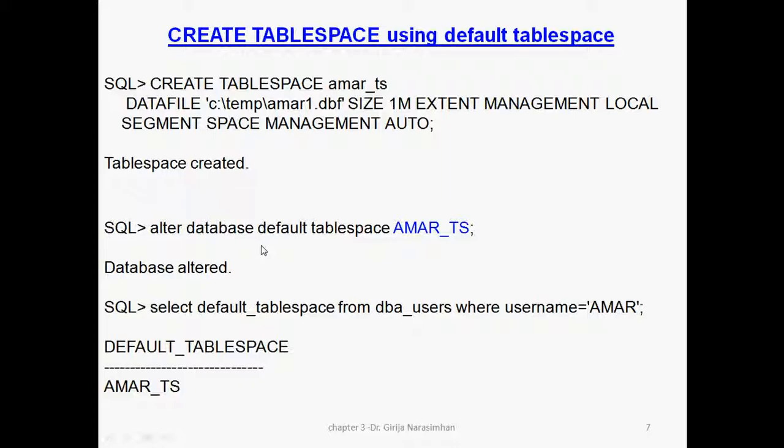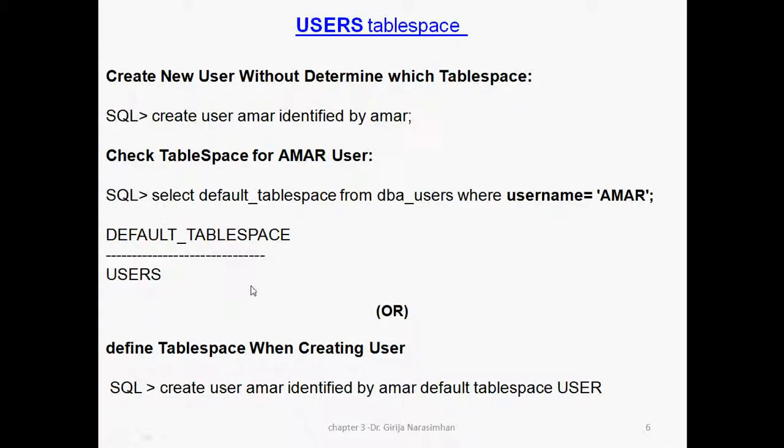Now, how do I alter the database? By default it is given as users. Now I want to change my database: alter database default table space Amar_TS. So I created a table space. Now I check: select default table space from DBA. Even though you did not alter your user, you changed the database default table space to Amar_TS. Automatically Amar gets Amar_TS instead of users. Are you understanding? Because if I change the database default table space, those who had users, the previous default table space, automatically change.